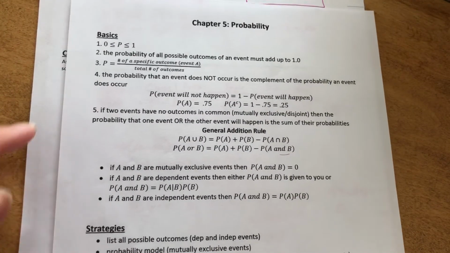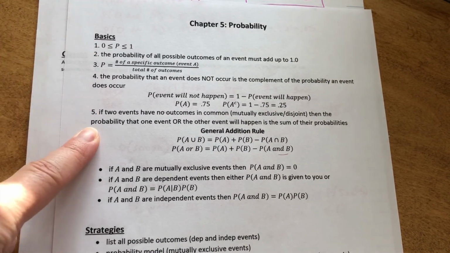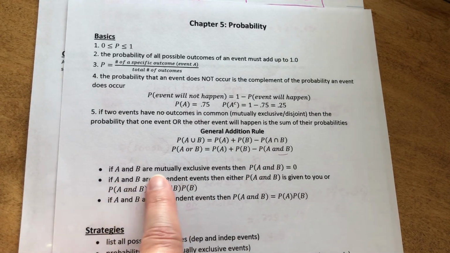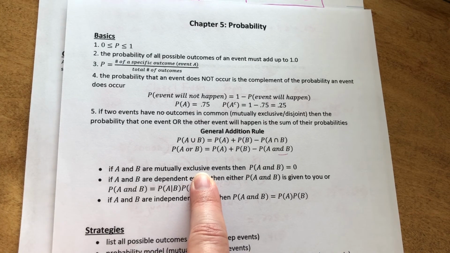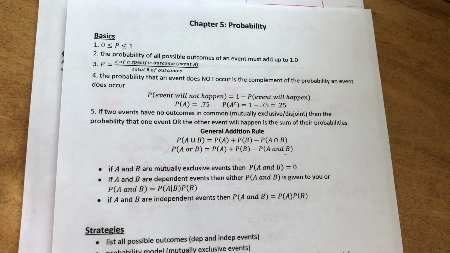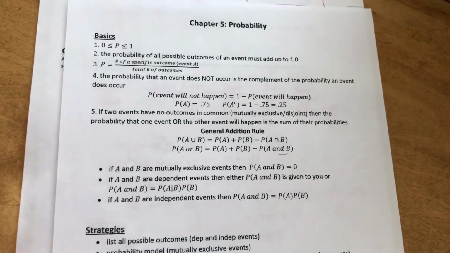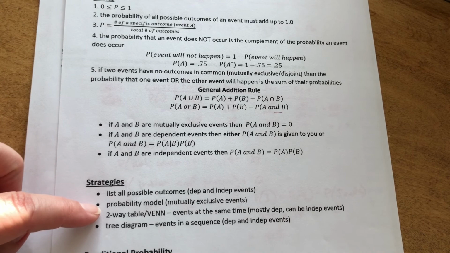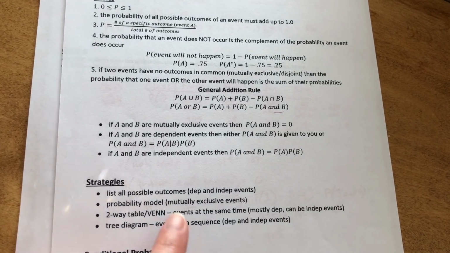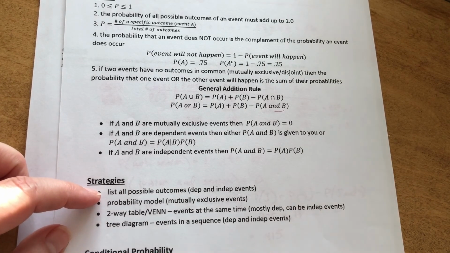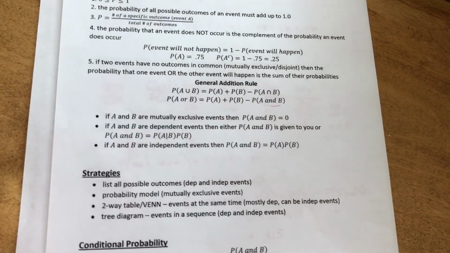What we covered in this video were our 5 basic probability rules, and we touched on our general addition rule in the case of mutually exclusive events. Okay, so I will talk about dependent and independent events in another video. Oh, and we also talked about our strategies of listing all possible outcomes and creating probability models, okay? Probability models we generally see with mutually exclusive events. Listing all possible outcomes, they can be dependent and independent events, and I'll talk about that in the next video.